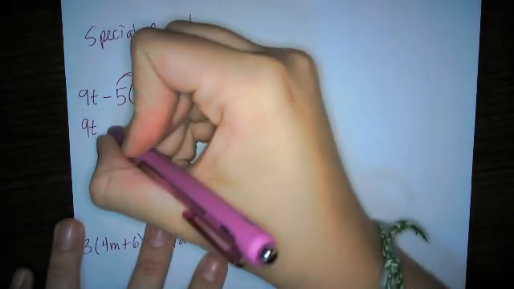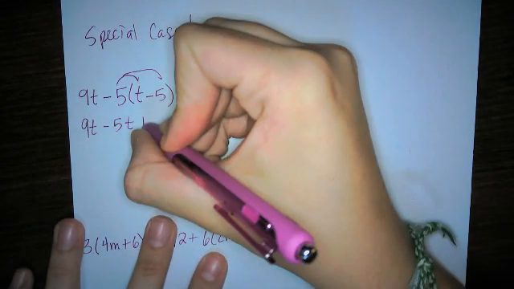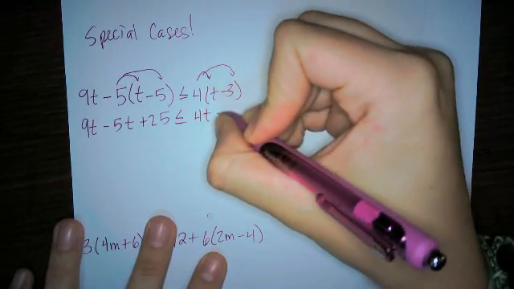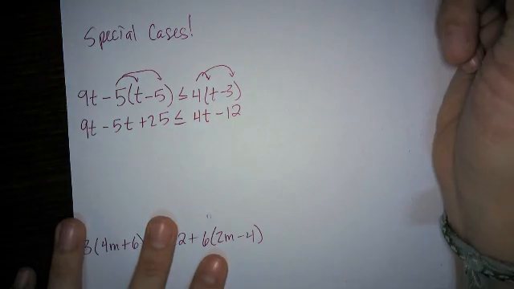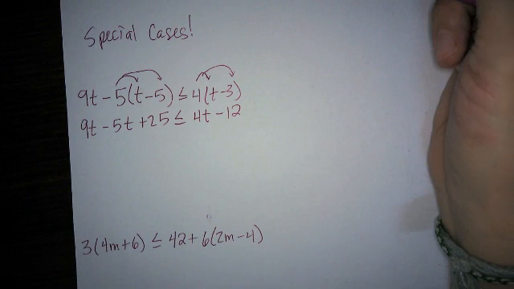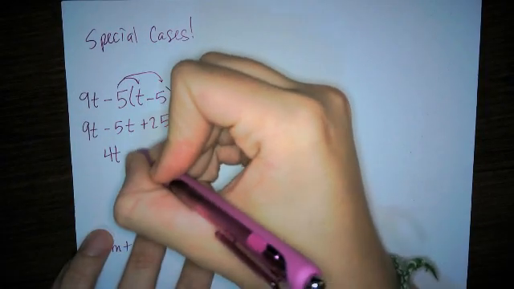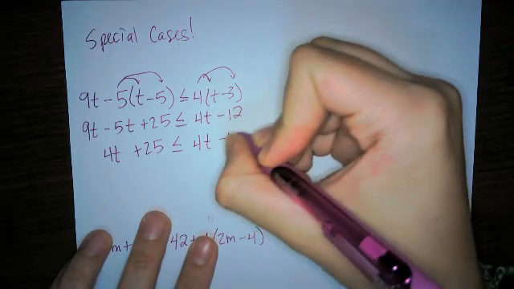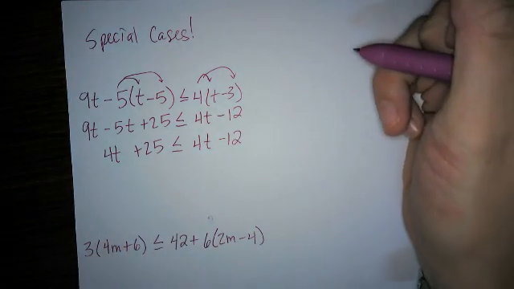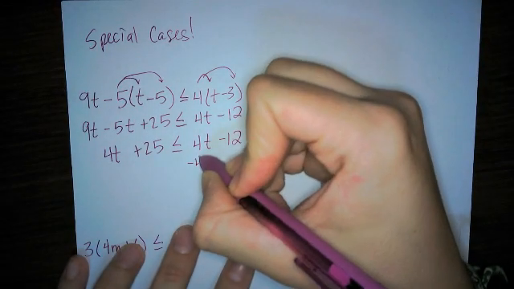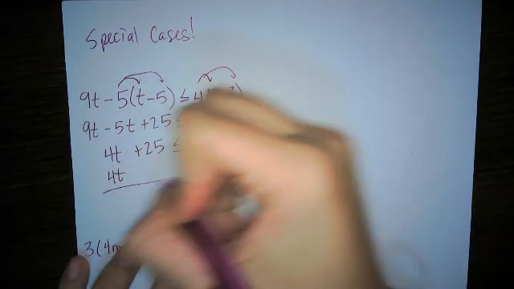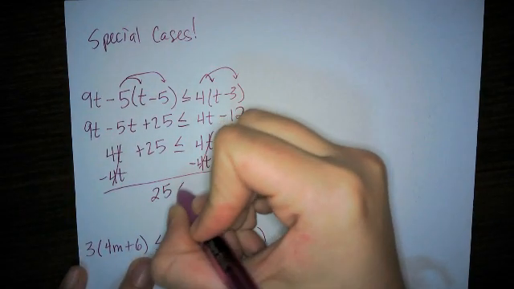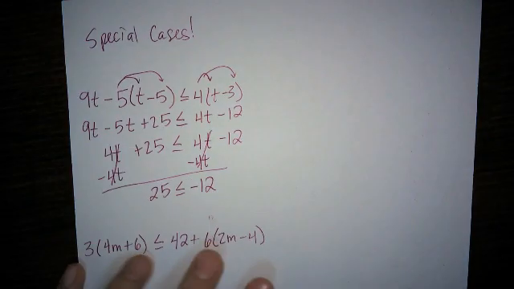So I'm going to get 9t minus 5t plus 25 is less than or equal to 4t minus 12. Just like we did on the last one, combining like terms is going to give me 4t plus 25 is less than or equal to 4t minus 12. If we do the same process that we just did, and I subtract 4t from both sides, notice that they cancel, and we're left with 25 is less than or equal to negative 12.